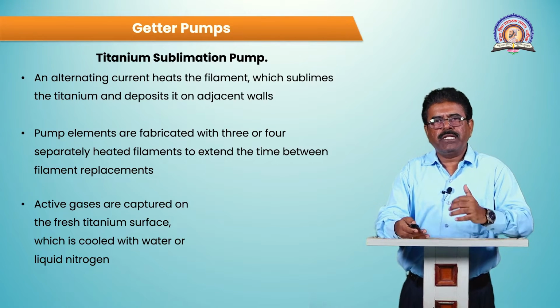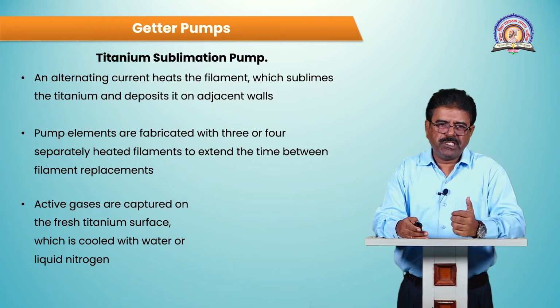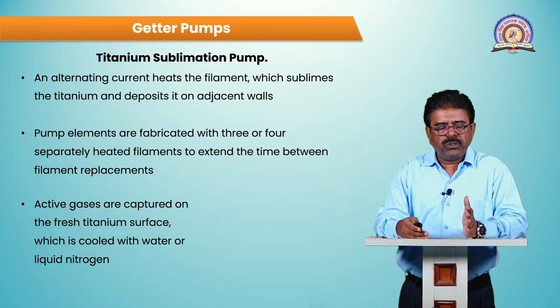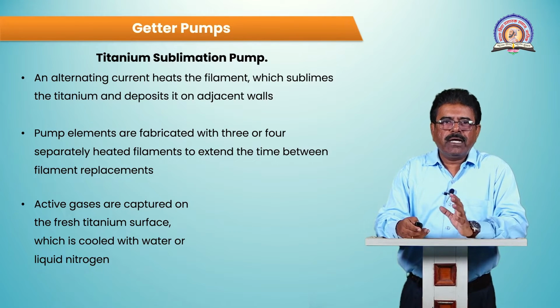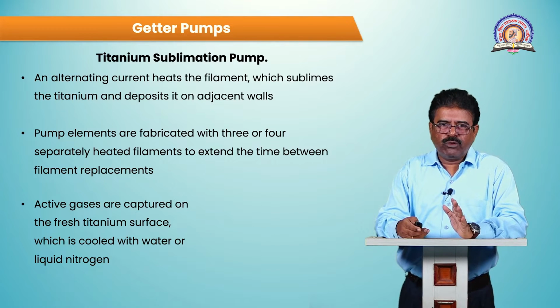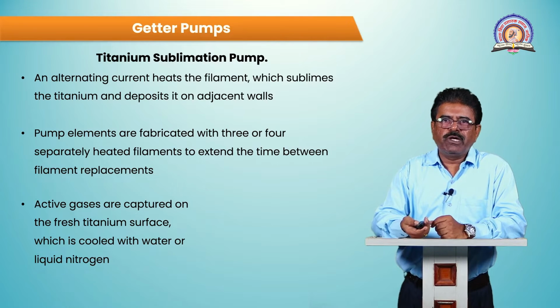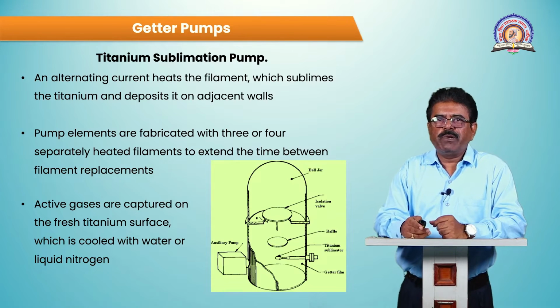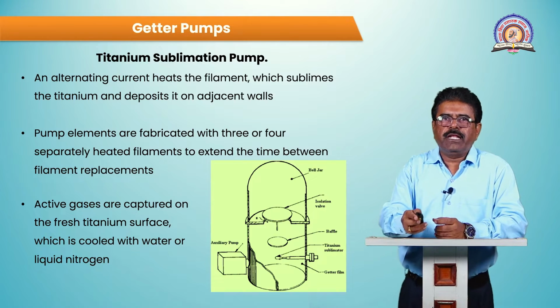Earlier I mentioned that the sticking coefficient is important in order to improve the pumping speed, and the sticking coefficient can be improved by cooling. So for cooling we need either water or liquid nitrogen to cool the surface of this getter. You can see this diagram here, which is of the titanium sublimation pump.